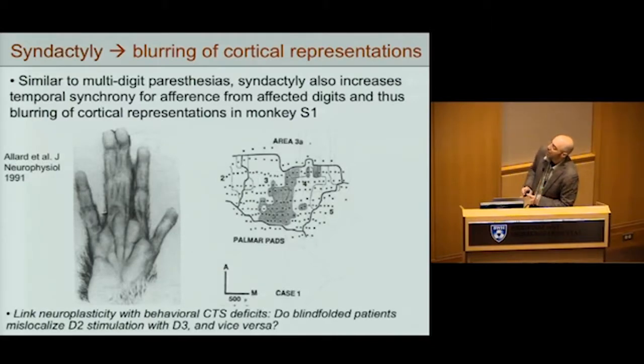And so the question here is, can we link this neuroplasticity with behavioral deficits in carpal tunnel syndrome? So for example, why does it matter that you now have this blurring in your brain? Do blindfolded patients, for example, mislocalize D2 with D3 stimulation, digit 2 to digit 3 stimulation? And is this potentially then leading to some of their behavioral deficits, like fine motor control and some of the problems that these patients are feeling?